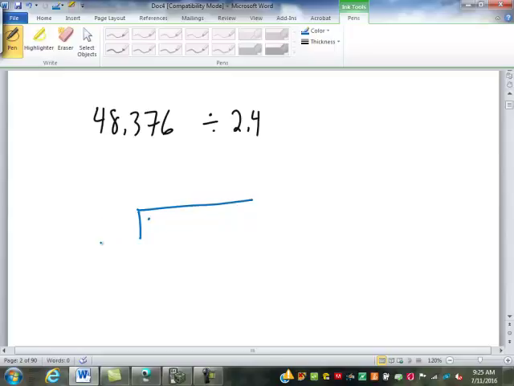0.4 is what we're dividing by. That would go outside. This is going to be our 48.376, but it's not going to go in as 48. So we're going 483.76. Why is that? Because the number we're dividing by, we have to get rid of the decimal place. We have to move it over one spot to get rid of it there. We've got to move over one spot here.